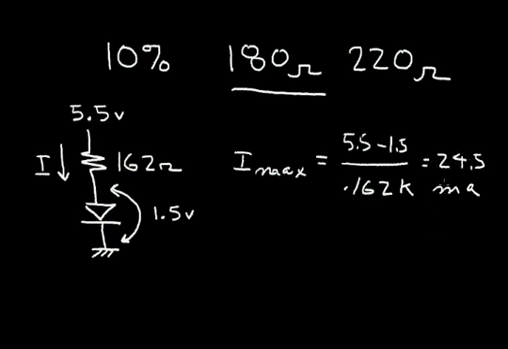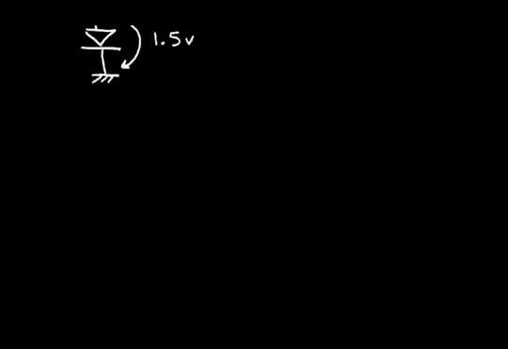And so this makes me a little nervous. I'm very close to that 25 milliamps. But maybe the 220 ohm would be a better choice. So let's see what my min current might be. This will be less current in the LED, but it still might be okay. But let's see what the min current would be.